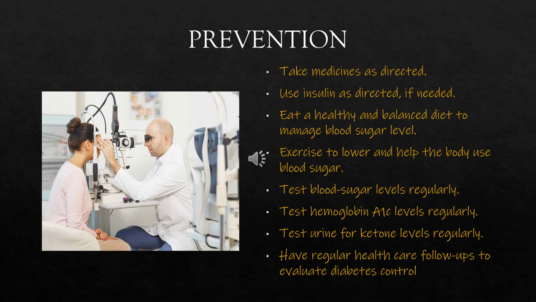Test your blood sugar regularly, both daily random and A1C, which gives an average over 3 months. Test urine for ketones, and have regular healthcare follow-ups to evaluate your diabetes control. And as mentioned before, make sure you get that yearly eye exam to check if there is any start or progression to diabetic retinopathy.